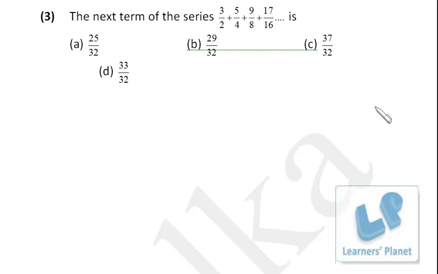In this case, we have to find out the next term. Here you can see 3, 5, 9, 17. So the difference is 2, then 4, then 8. So the next difference must be 16. So it must be 33. Then 2, 2s are 4, 2s are 8, 2s are 16, 2s are 32.